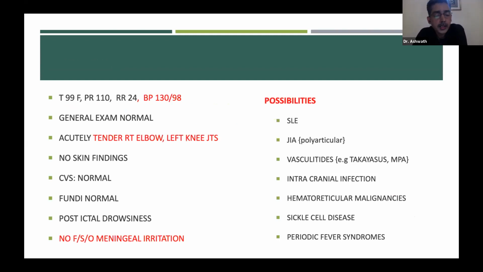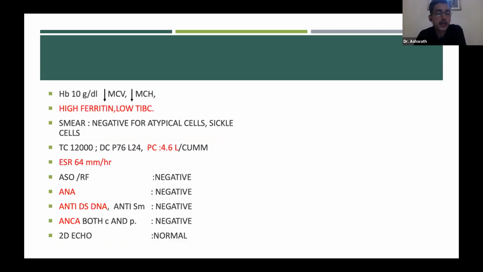So arthritis, fever, static weight, 2 to 6 months history of on and off peripheral small and large joint pains with new onset CNS symptoms. So the first thing that we could think of was SLE vasculitis. We also thought of other vasculitis like microscopic polyangiitis or Takayasu, intracranial infection complicating a rheumatic illness, hematoreticular malignancies we know are master mimics, JA, sickle cell disease, or one of the periodic fever syndromes.